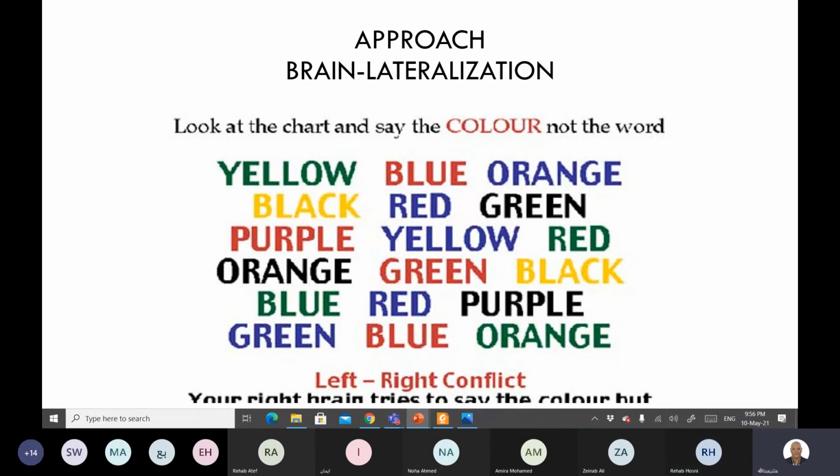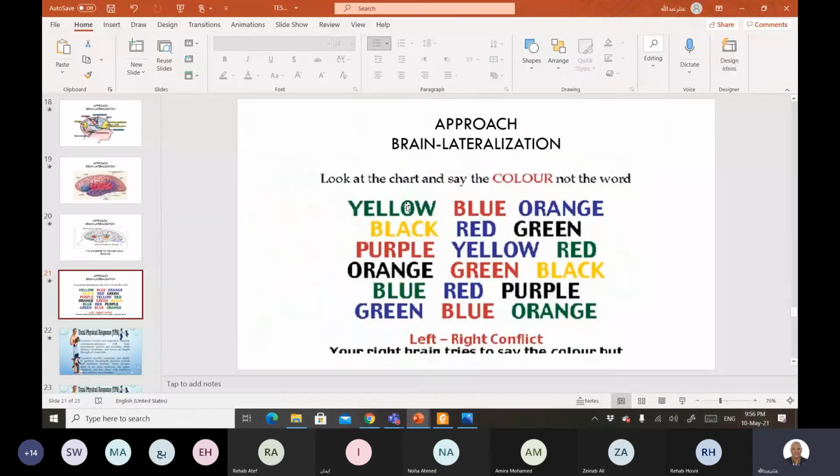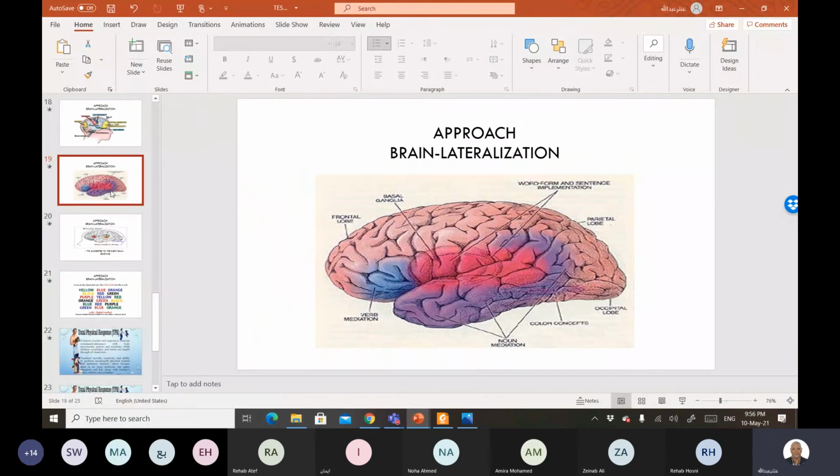In the first round you spoke very fast: yellow, blue, orange, black, red, green. But in the second round you hesitated for some time. Why were you not as fast as in the first round? Because of the left-right conflict between the two brains. What does this mean? In our brains we have two hemispheres, one right hemisphere and one left hemisphere. In the right hemisphere we have the colors. In the left hemisphere we have the names of the colors.